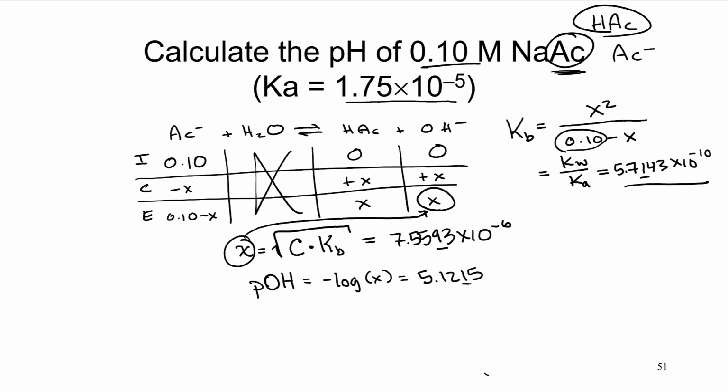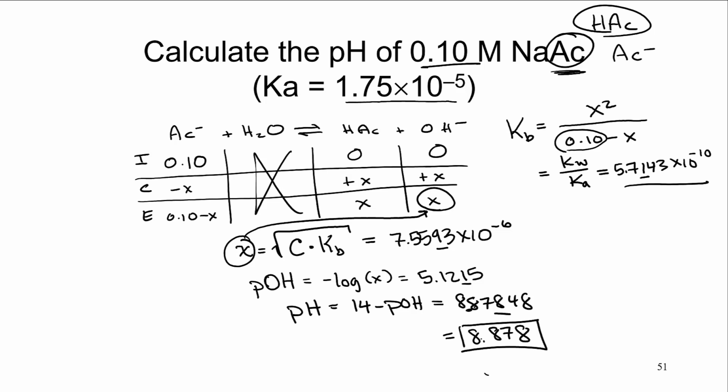Like that. Now, pH is just going to be equal to 14 minus pOH. And again, I'm going to get 8.87848 with extra digits in there. I only have 3, so it's going to end up being 8.878 as my pH of my solution.